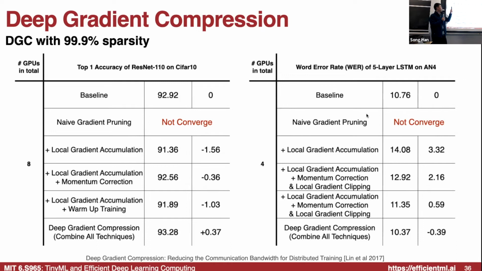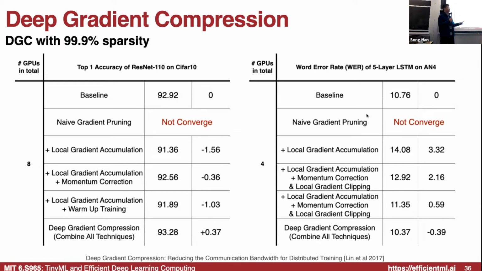So what if we add local gradient accumulation? Okay, some degradation of accuracy, at 1.5%. What if we add momentum correction? It's getting better, only 0.36% loss of accuracy. Or we can add warm-up training, maybe 1% loss of accuracy. But actually, we can combine all the techniques, including local gradient accumulation, momentum correction, and also the warm-up training.